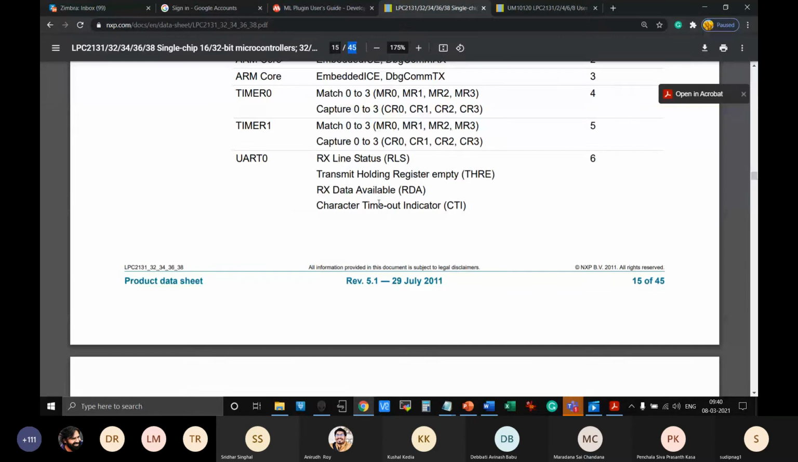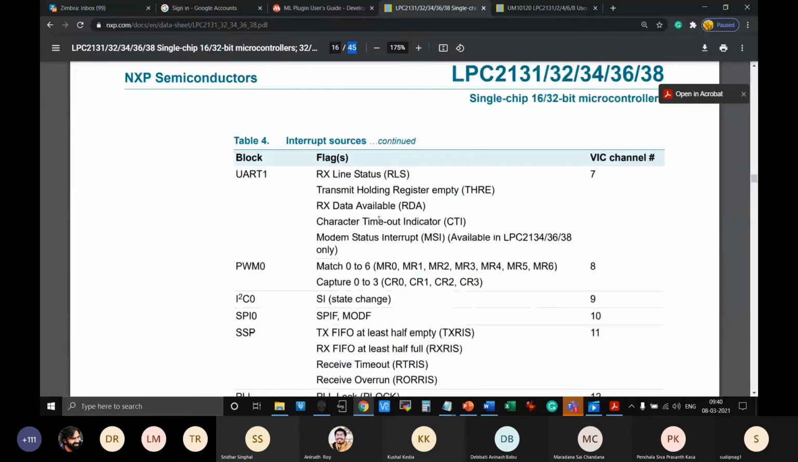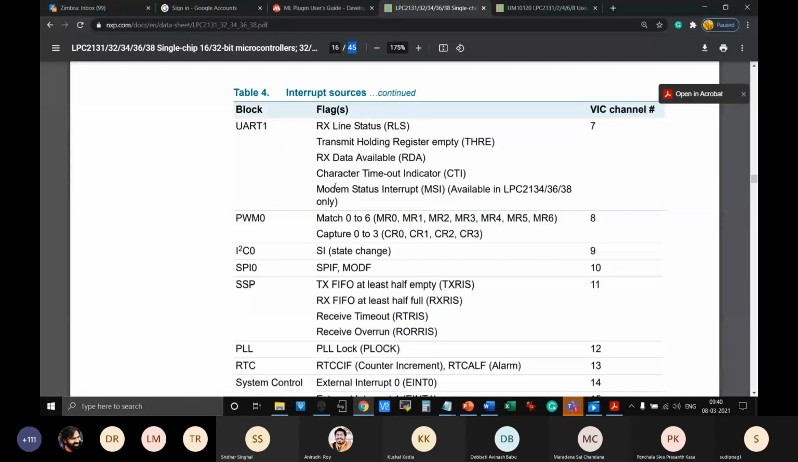And look at this modem status. So modem status is basically, again, what I just said. Before internet happened through fiber optics and all these DSL lines, people used modems over phone lines. And at that time, this kind of signals were used. And that's why this kind of interrupt is also essential.